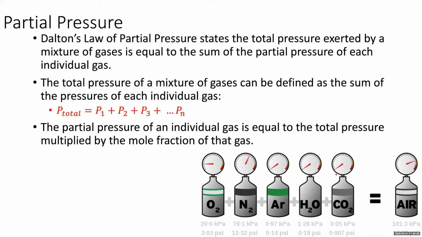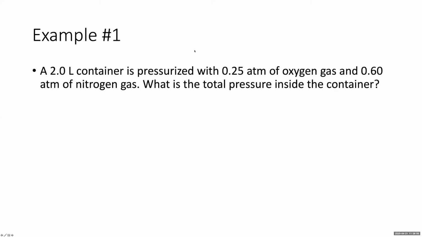Now, what we're going to focus on today is finding the partial pressure of each individual gas in a given scenario by using something known as the mole fraction. But that's going to be on the next slide. Real quick, for this slide, guys, I do want to practice just finding the total pressure of all the gases when you add them up. Example number one reads like this. A 2.0 liter container is pressurized with 0.25 atm of oxygen gas and 0.6 atmospheres of nitrogen gas. The question is asking what is the total pressure inside the container.